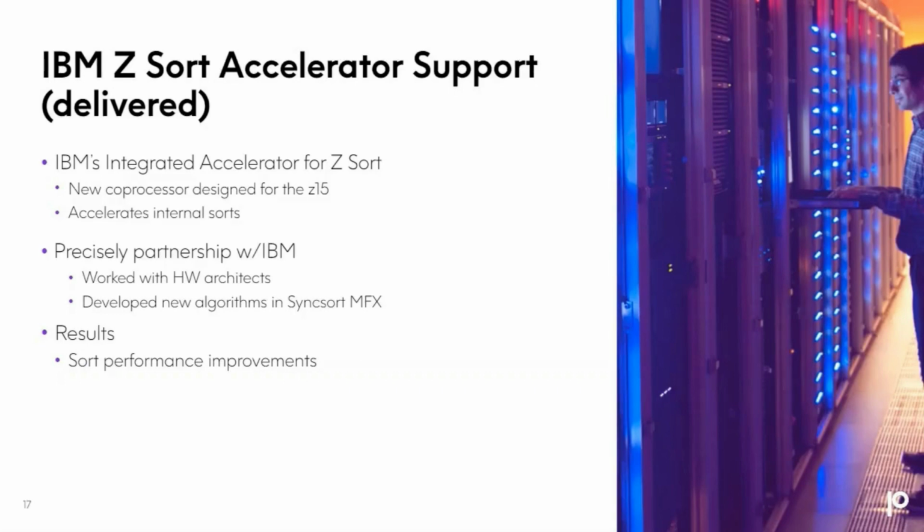IBM introduced this chip to accelerate internal sorts, but we saw an opportunity to exploit this new innovation. Precisely worked very closely with IBM hardware architects and the Poughkeepsie team to develop support for the sort accelerator. We then developed new algorithms in SyncSort MFX to take advantage of the coprocessor. We believe that customers in the right situations can expect to see dramatic improvements to batch sort job performance. And in our lab, we're seeing CPU and elapsed time improvements of up to 35%, depending on the key length, record length, file size, and some other factors.